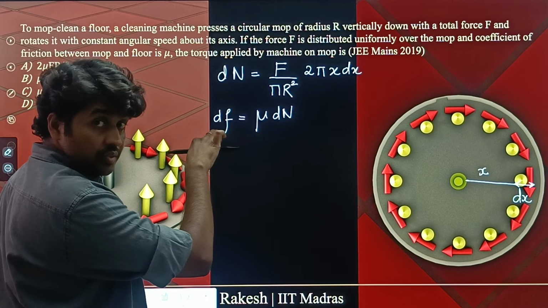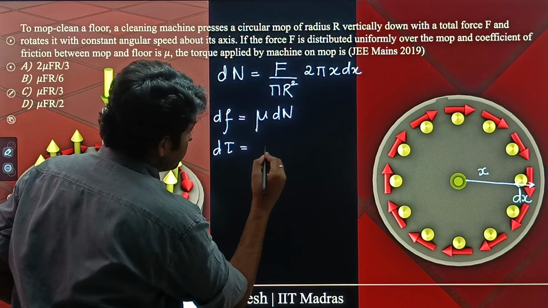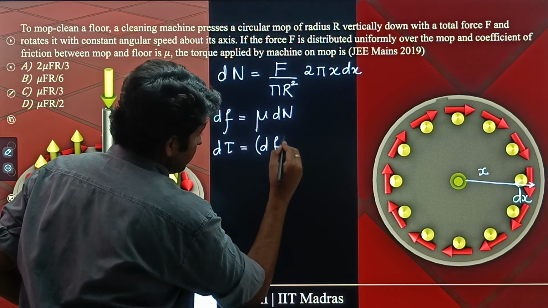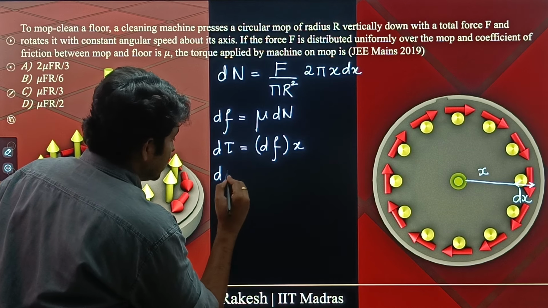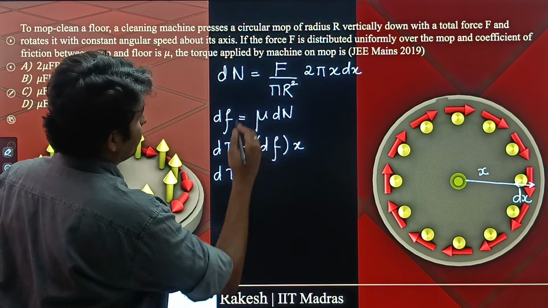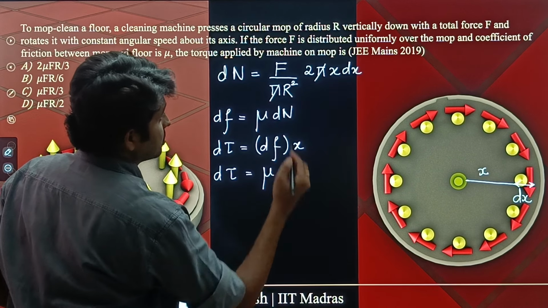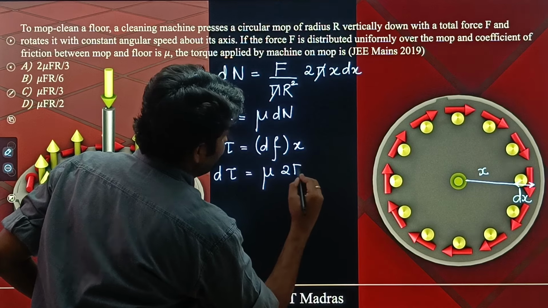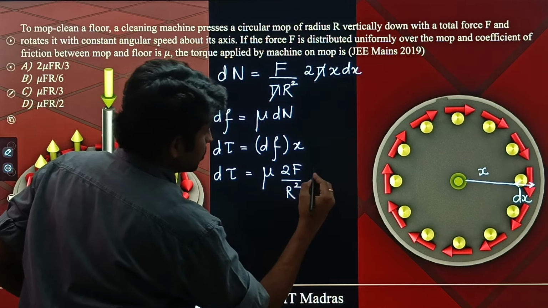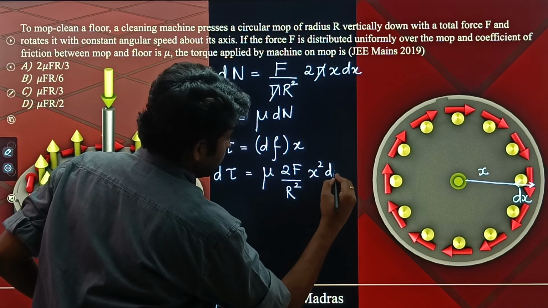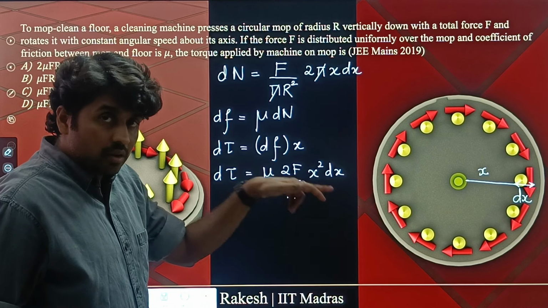And what is the torque of this friction? d tau equals dF times x. What is this dF? Mu times dN. Pi cancels, and we get 2F mu x dx, into x, so this will be x square dx. So this is the torque of friction acting on the mop.